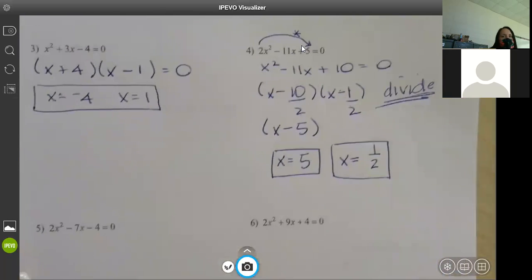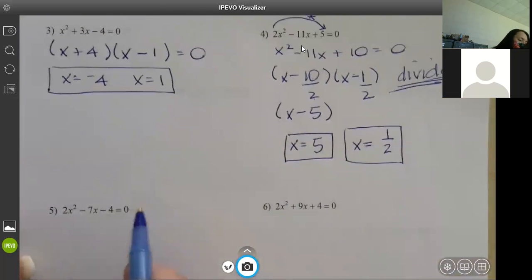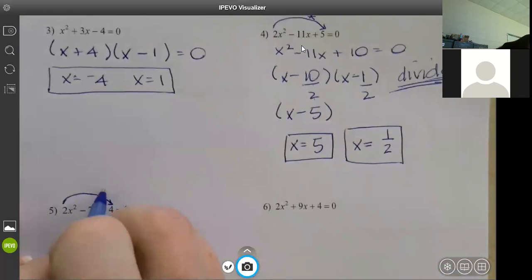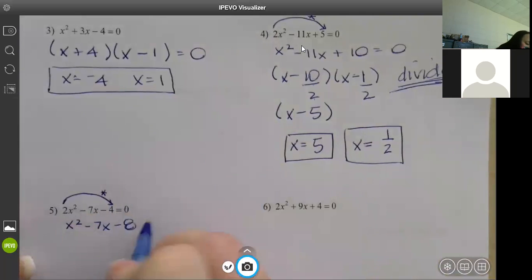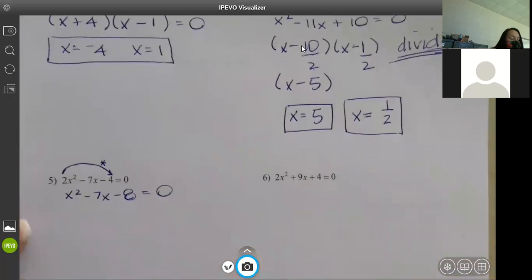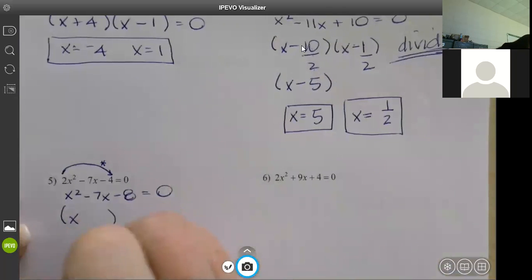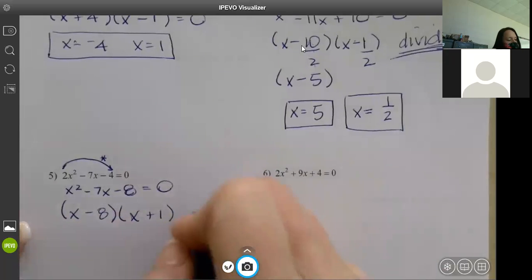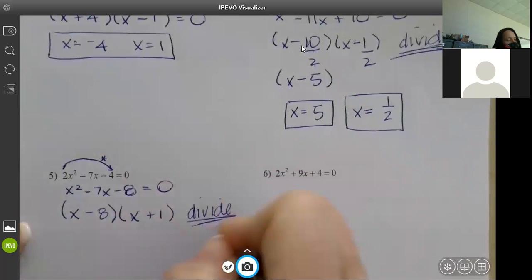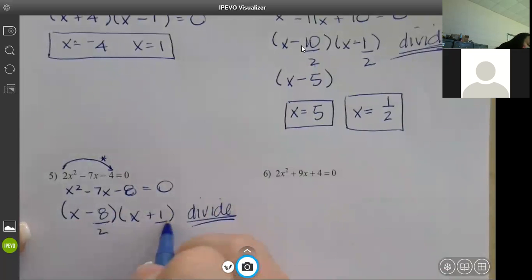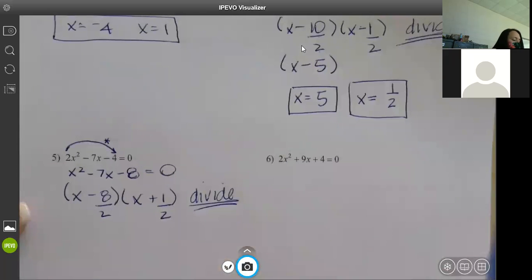All right, so we'll do a couple more so that you guys can see that. We don't have a GCF, so we're going to slide this over by multiplying. 2 times negative 4 is negative 8. Factors of negative 8 that add to negative 7 are negative 8 and positive 1. Don't forget to divide. I'm going to divide by 2. What is 8 over 2? 4. So this factor is actually x minus 4.